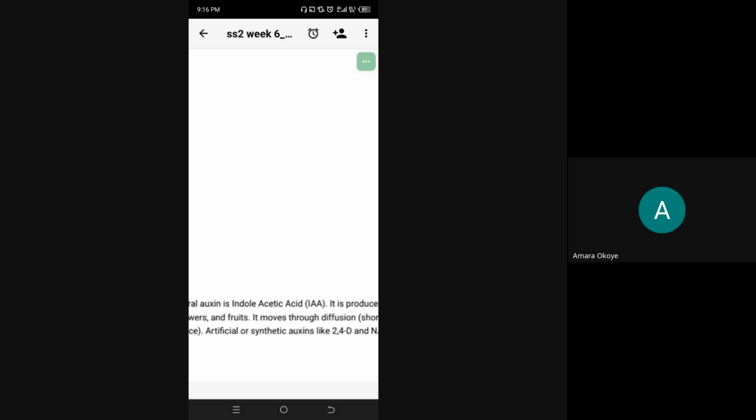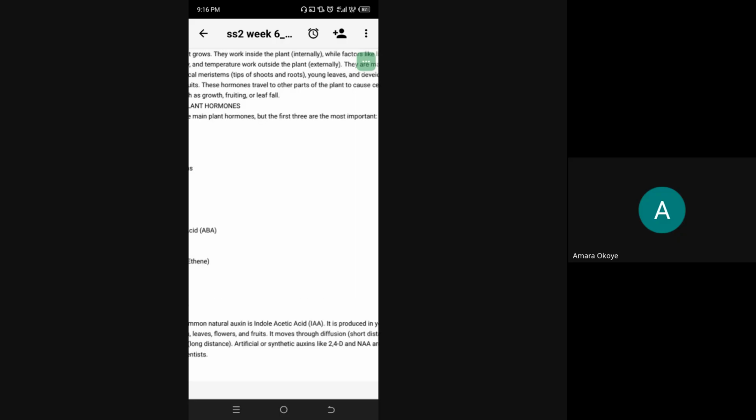So it's usually known as indole acetic acid. This one is natural. The indole acetic acid is very, very important because it leads to growth in plants.